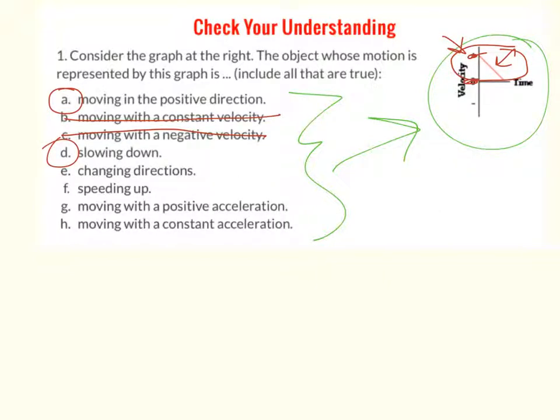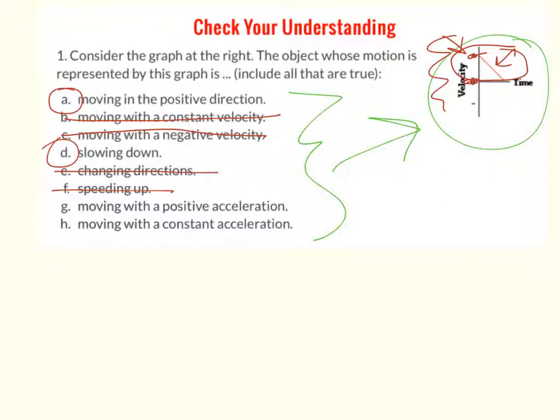Is this object changing directions? We can see from this graph that the line is in the positive part of the graph the whole time. Therefore, it means that it's staying in the positive direction. So it is not changing directions. Is the object speeding up? Well, since we said it was slowing down already, then it obviously is not speeding up.